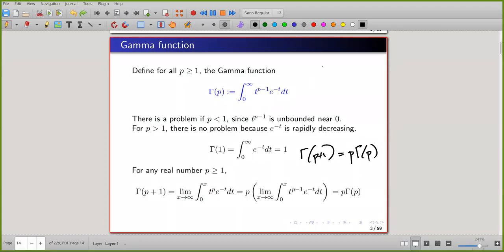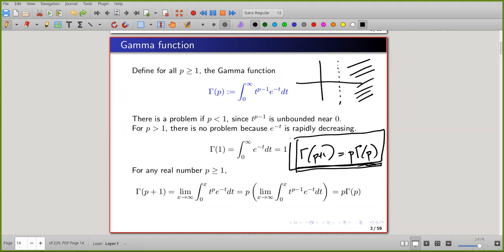Although to begin with we defined the gamma function only in this region, this function satisfies this amazing property. And we are going to use this property to extend the definition to the left, to this region. So let's see how we do that.